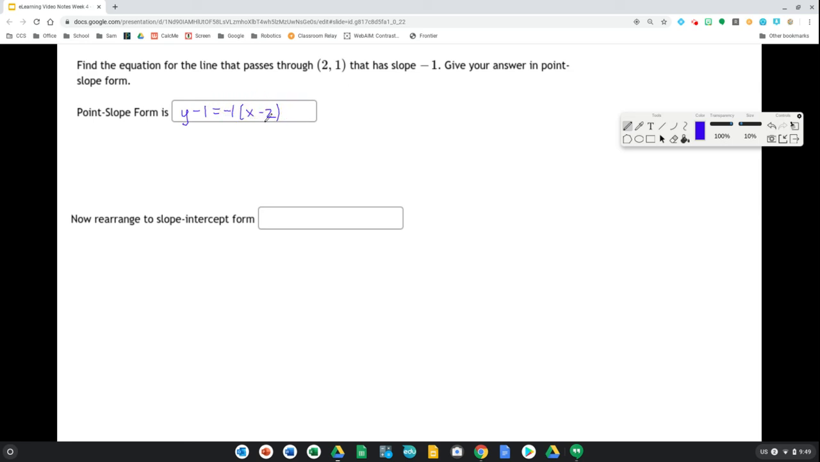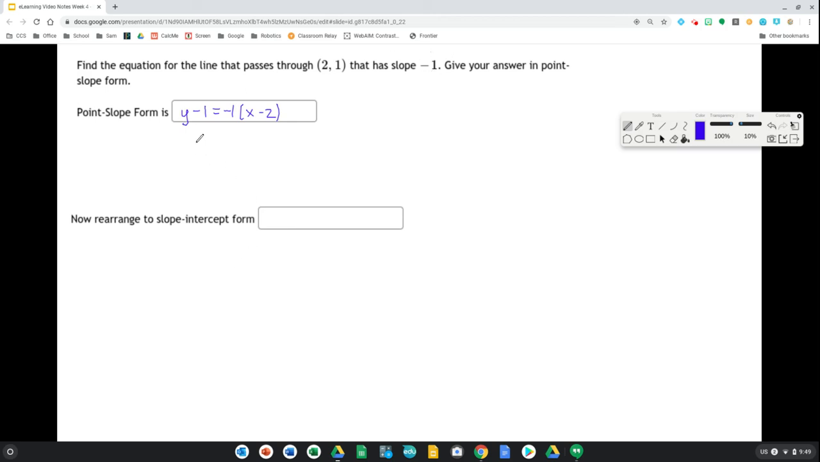Remember, the 2 goes next to the x because it's the x. The 1 goes next to the y because it's the y. But you write down the opposite sign. So that's why we put down minus 2 and minus 1, because it says minus x1 and minus y1. Then the slope, the negative 1, that's what goes in front of the parentheses.